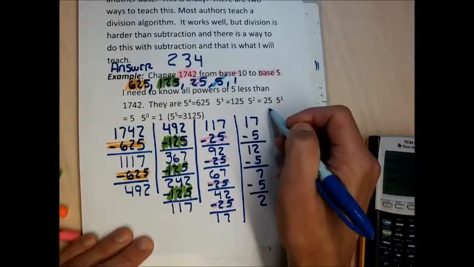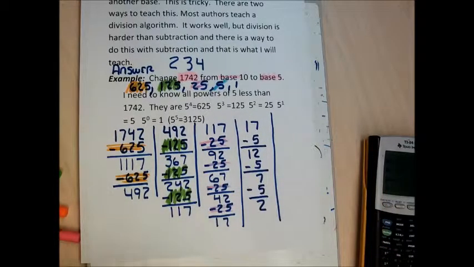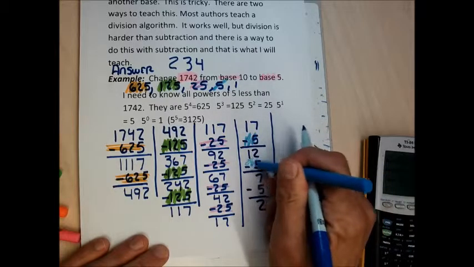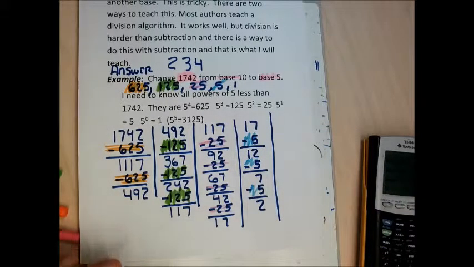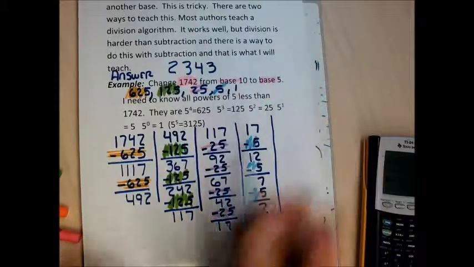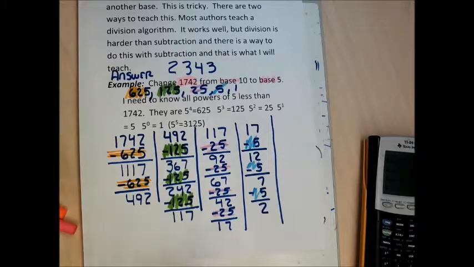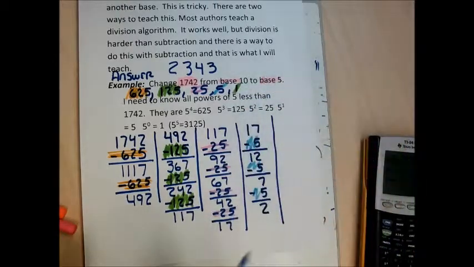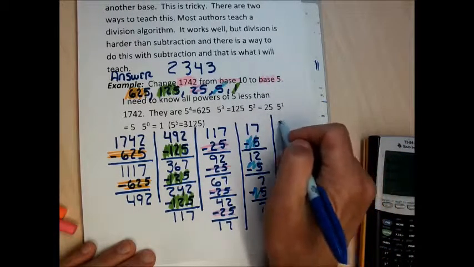That's less than 5, so I'm done subtracting. I write a number for my answer, and the number that I write in my answer is a 3 for the 3 times I was able to subtract the 5. And then I'm going to work on the last power here. The last power is 1. I bring my remainder over.